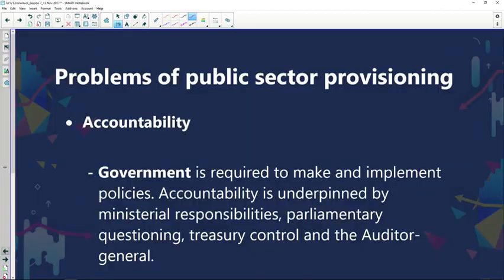So now we are going to look at the problems of the public sector, because with every sector, even in the private sector, there are issues that they have to deal with and manage on a daily basis. And hence also we see that the public sector does have some challenges that they need to deal with in their process of providing these public goods and services.